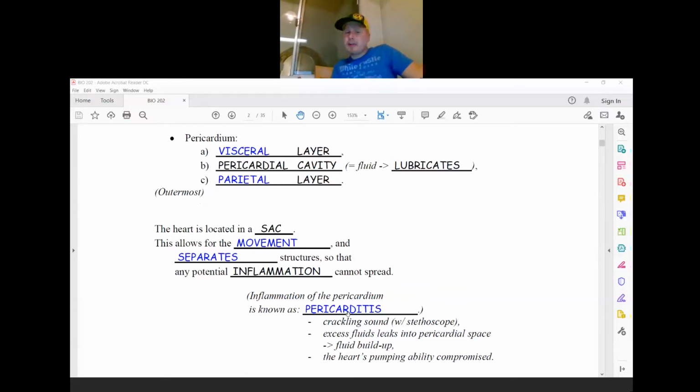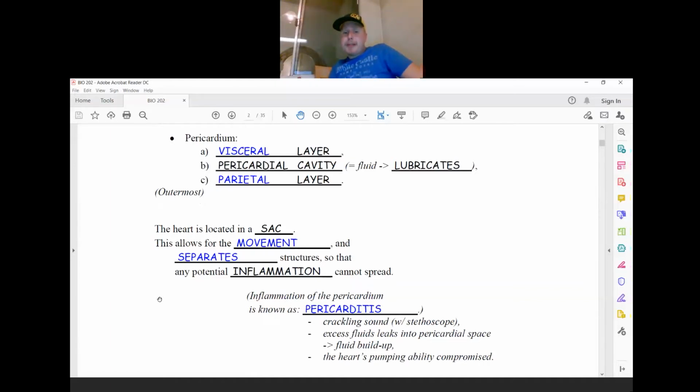If you have already taken your medical terminology class, you'll notice that whenever we have the term itis, that's some sort of inflammation. Well, in this case, it would be pericarditis, when the pericardial sac would be inflamed. What we'll end up noticing is that it has a very distinct sound when you listen to the heart with a stethoscope. We'll notice that there's a little bit of an issue there from that sound.